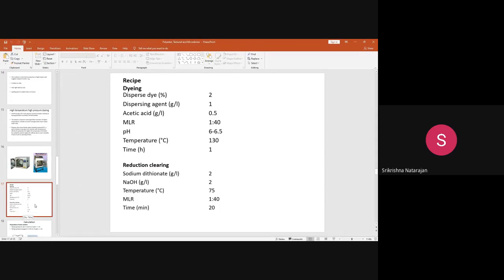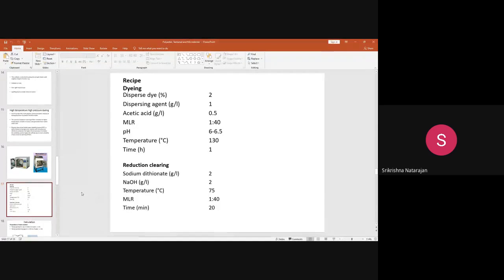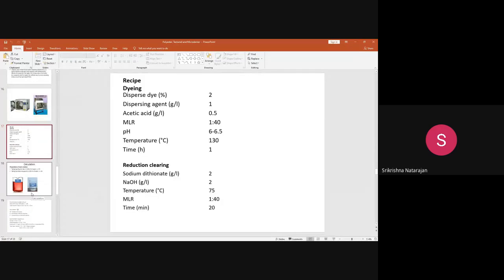Now you are going to do the dyeing. How will you do the dyeing? That we will see now. See, this is the recipe given. Just imagine that you are given a recipe to perform some experiment like bleaching or desizing. This is the dyeing recipe.